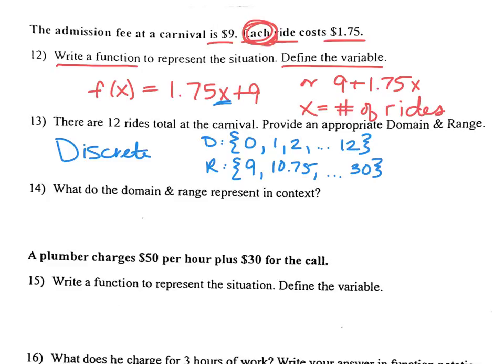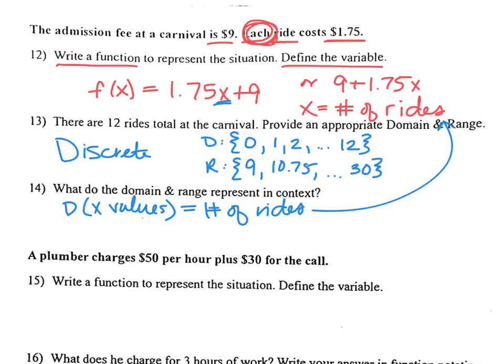And then what do the domain and range represent in context? Well, domain, remember, domain are my x values. And I already said that my x values were the number of rides, right? We already said that. So you just need to know that domain and x go together. So then my range, these range values that I'm getting here, those are my y values. When we listed those, we were talking about how much money you spent. So that's money spent or used, or however you want to say that.